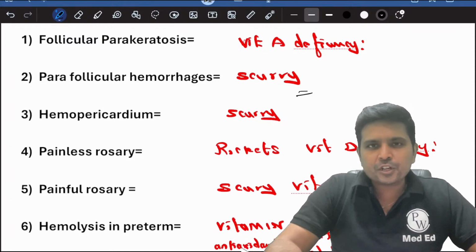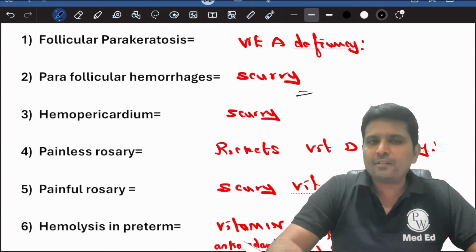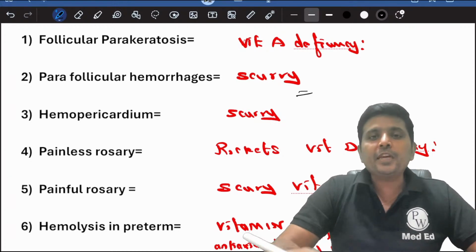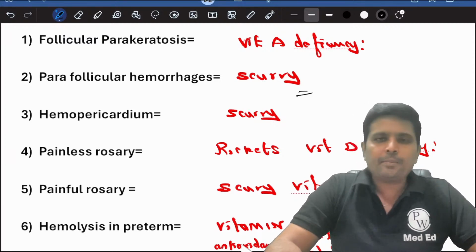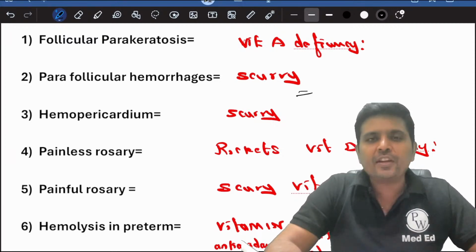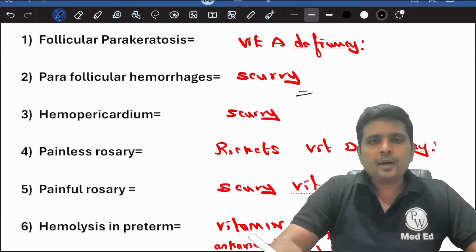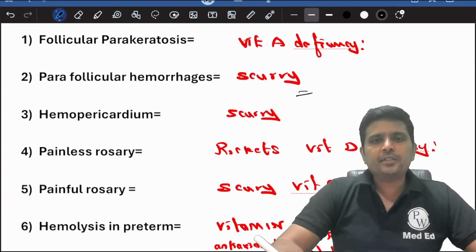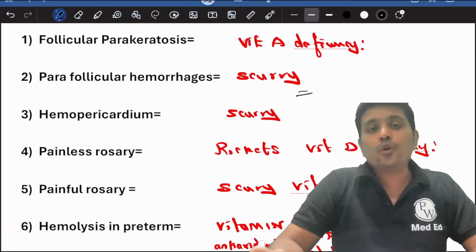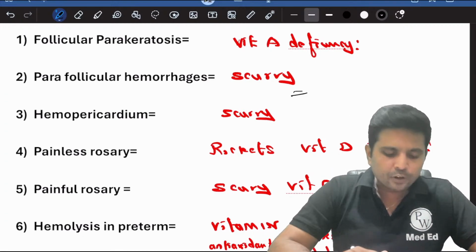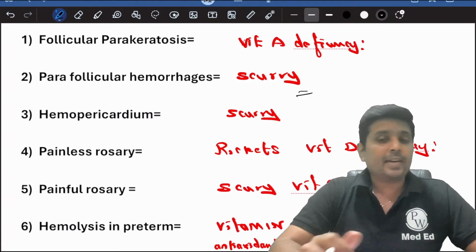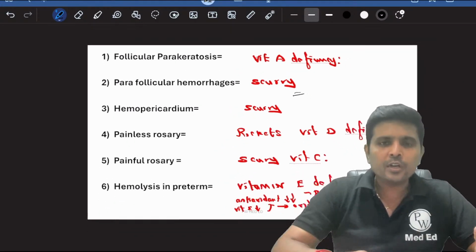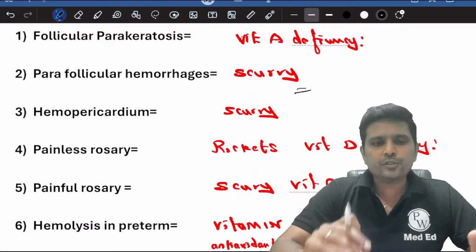So the manifestation of scurvy is not only parafollicular hemorrhages but also hemopericardium, cerebral hemorrhage. It can manifest with pseudo paralysis of infants because of periosteal hemorrhages. The child will not be moving their limbs. That is called pseudo paralysis. So painless rosary is often due to vitamin D deficiency, whereas painful rosary is often due to scurvy.